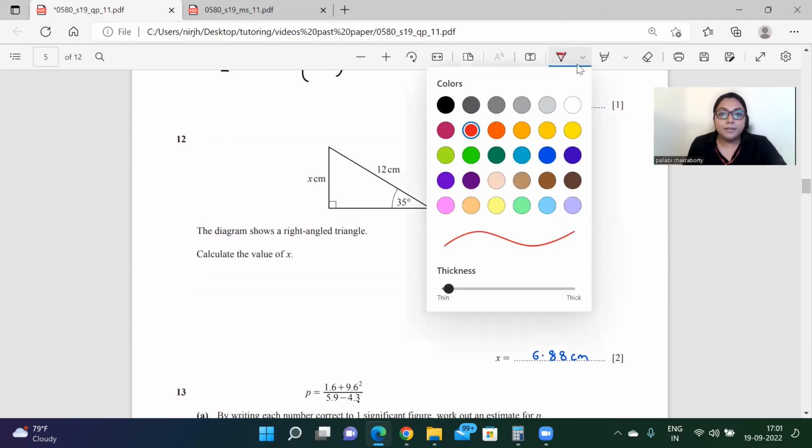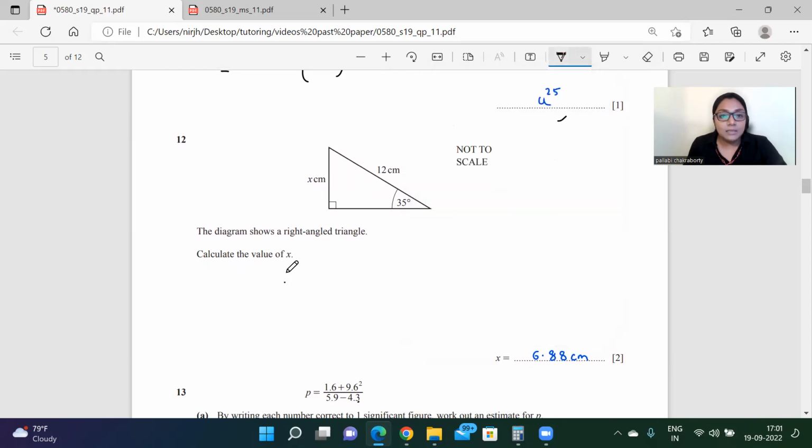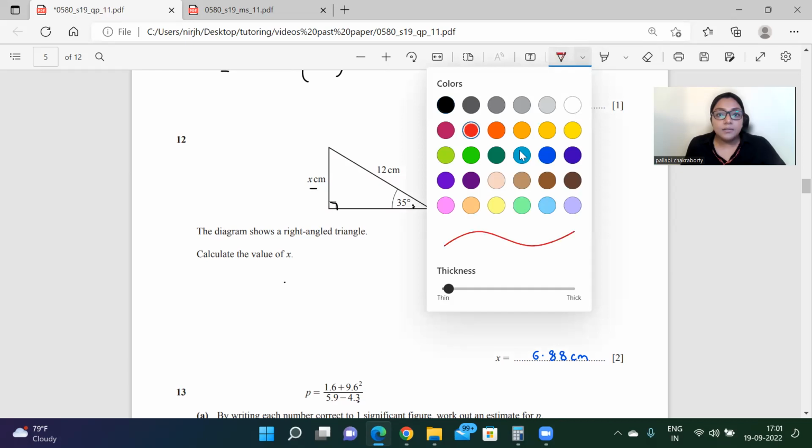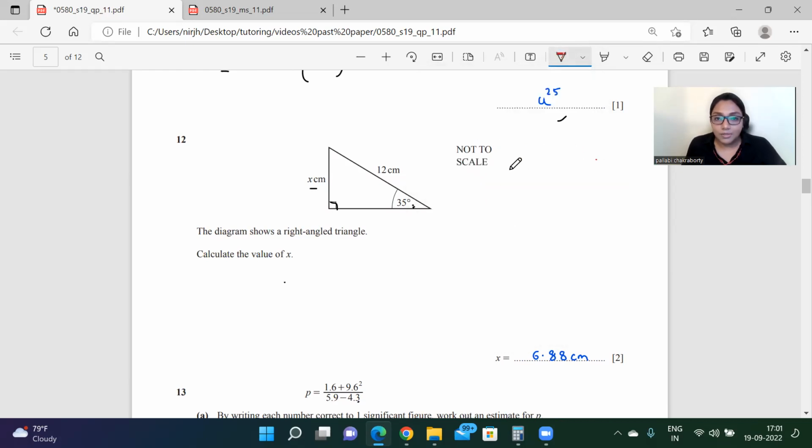Now we have a triangle which is given to us and we need to find the value of x. See, this is a right angle triangle and this angle measure is also given. That means we can find this x centimeters using trigonometry. Now, before we move ahead to trigonometry, let's quickly discuss the trigonometric ratios and how they are found. So sine of any angle theta is given as opposite over hypotenuse.